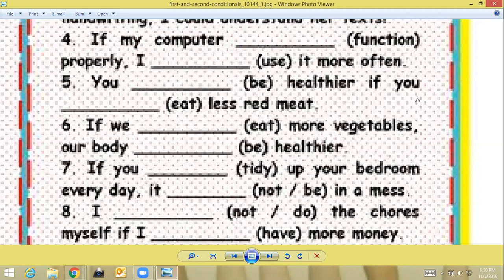Do you guys eat vegetables? Yes. Sometimes. Every day. Every day. What is your favorite?